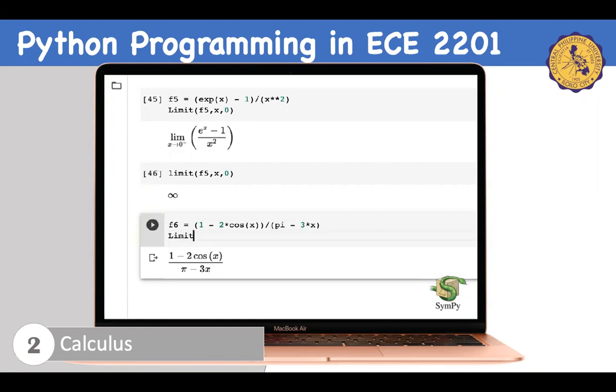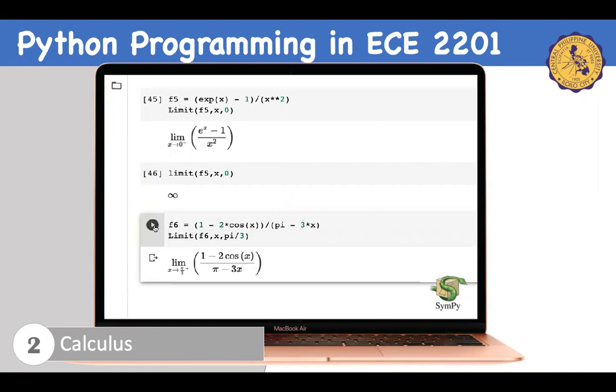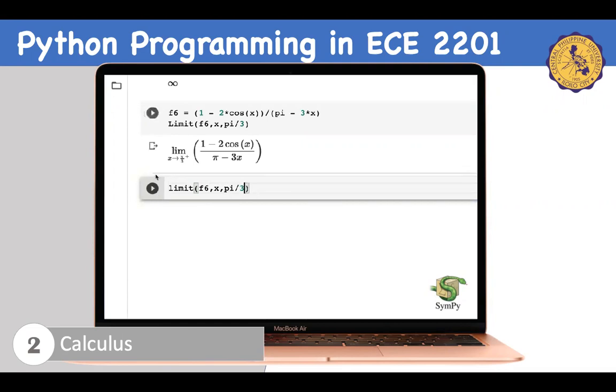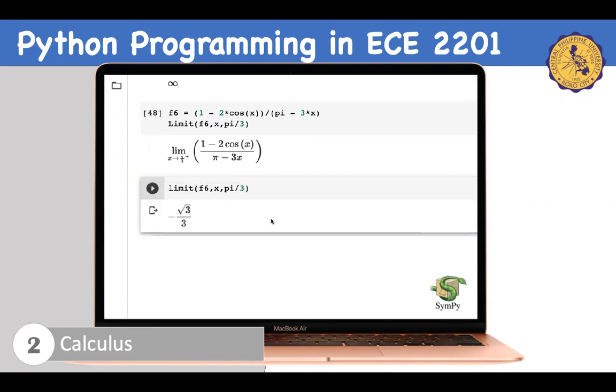Okay, the f6 formula. Now we will display the limit as x approaches pi over 3. So let's see what happened. So this is now your limit. And to solve for this limit, now we will be using the lowercase limit. So we have limit of f6 as x approaches pi over 3. Run the code. There you go. That would be the value of our limit. Okay, I hope you've learned something about limits.